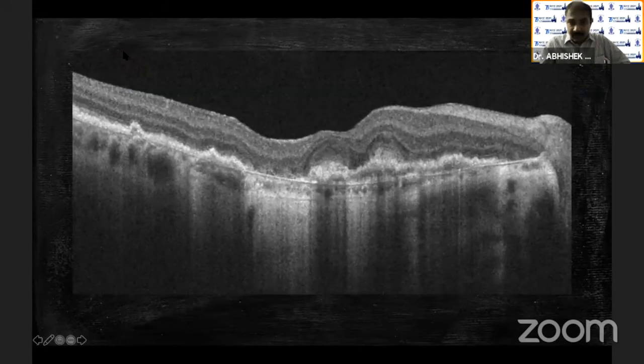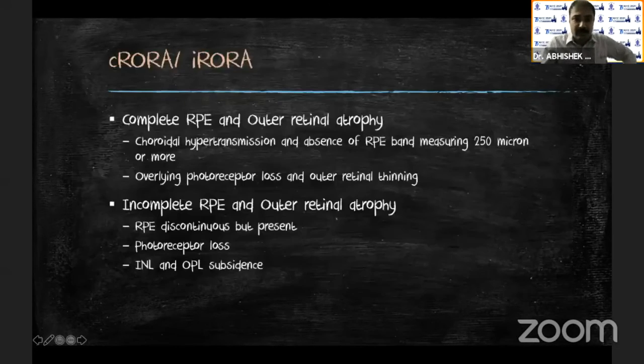The next slide. This is something that Dr. Unni had talked about in the first talk. If you look at this region here, this is an area of complete RPE and outer retinal atrophy. This is basically showing choroidal hypertransmission and absence of the RPE band, measuring more than 250 microns. And there is overlying photoreceptor loss and outer retinal thinning.